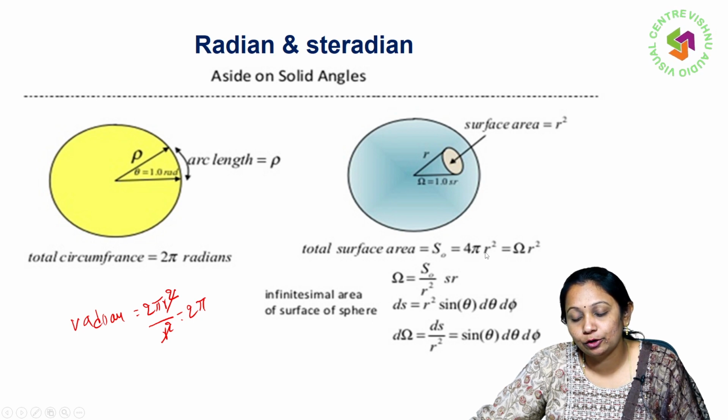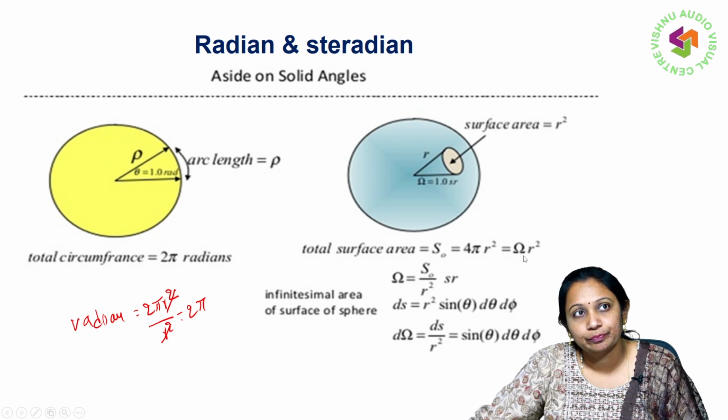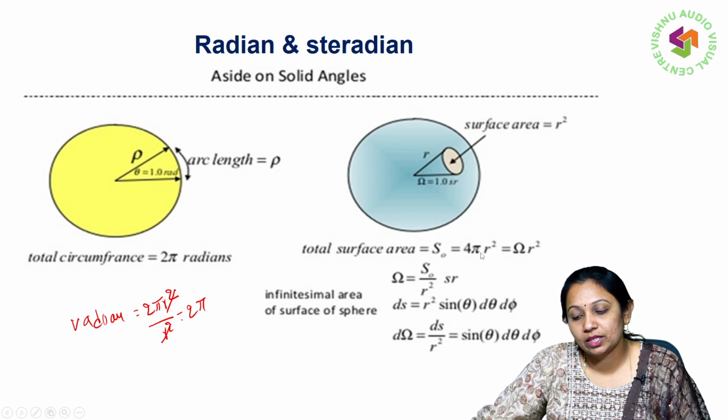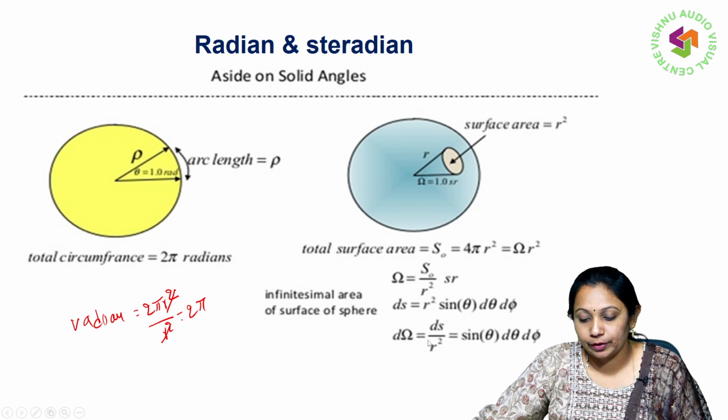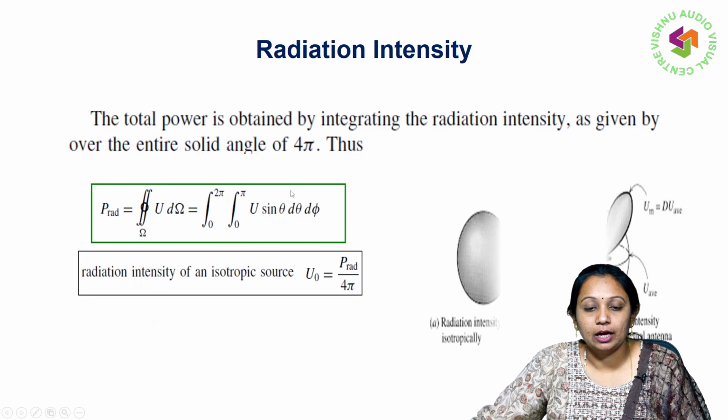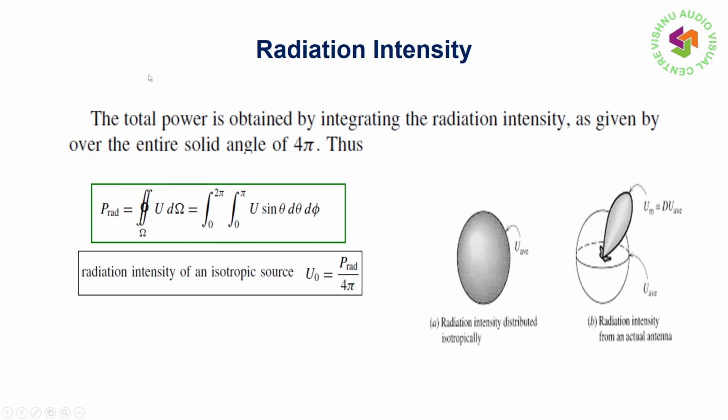So 4 pi r square. If in place of this 4 pi you represent it with the steradian, that is omega, so this is omega into r square. Now, coming to the same radiation intensity concept.